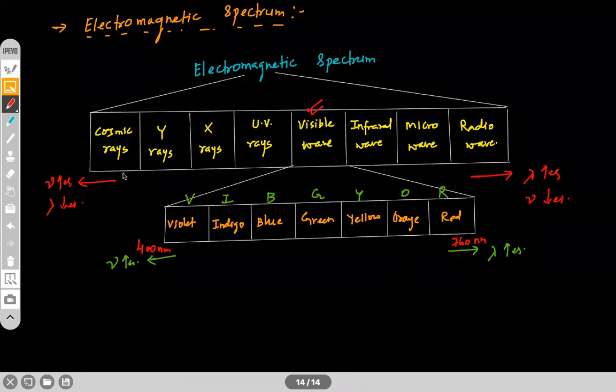Okay. After this, Shraddha, I have drawn this diagram that we have here. Thank you so much, sir.